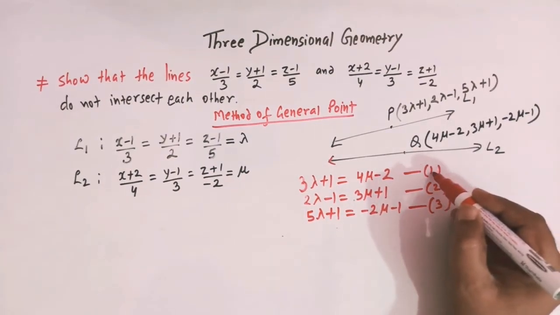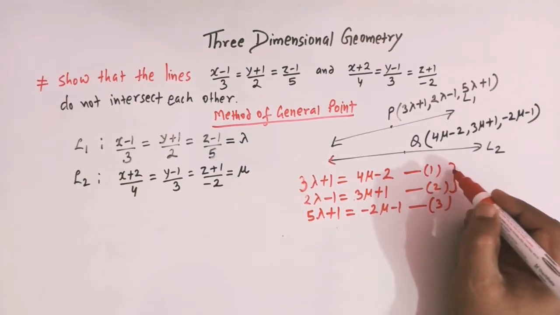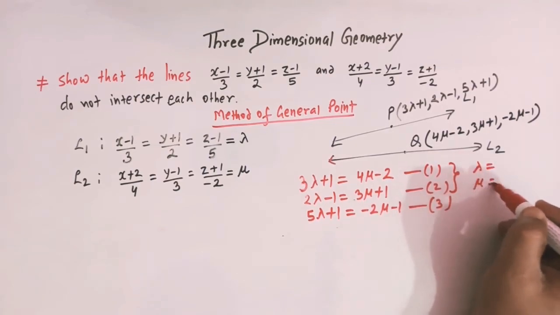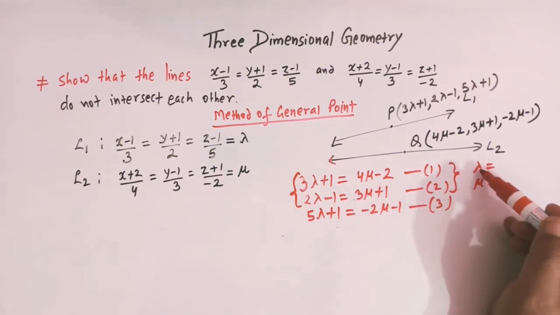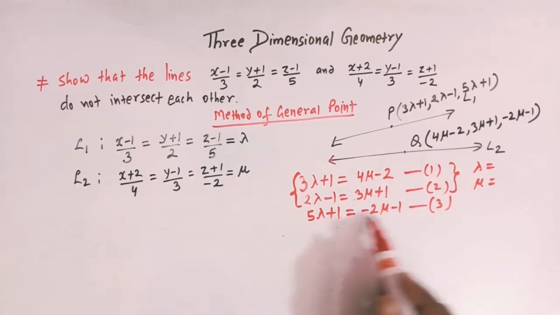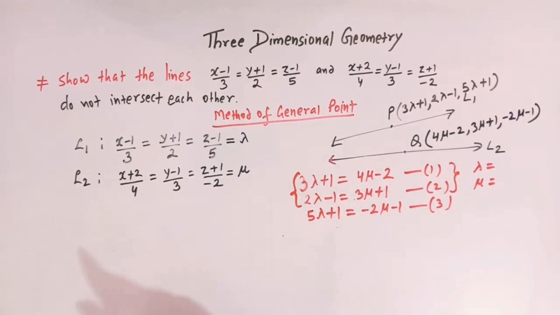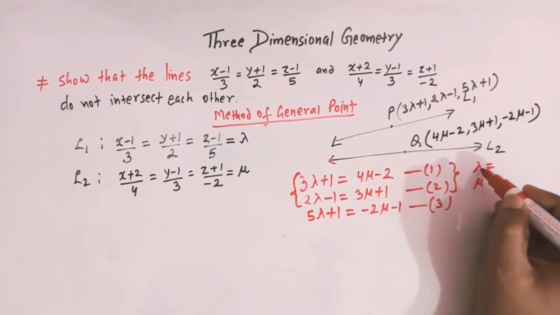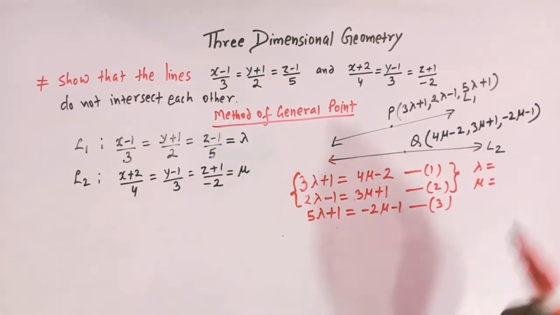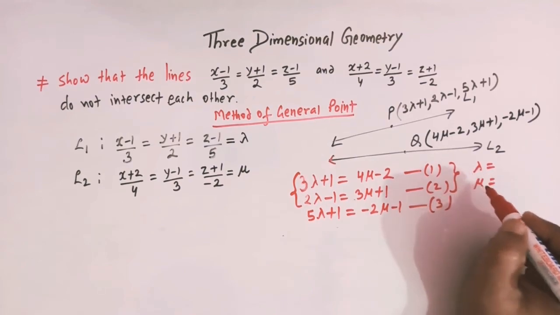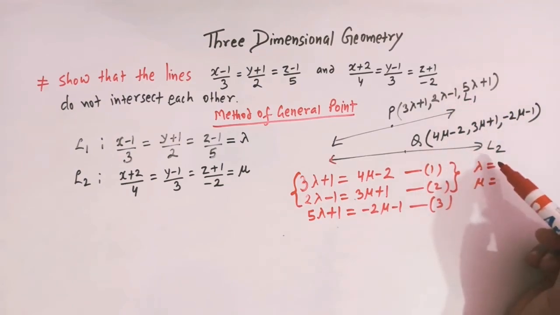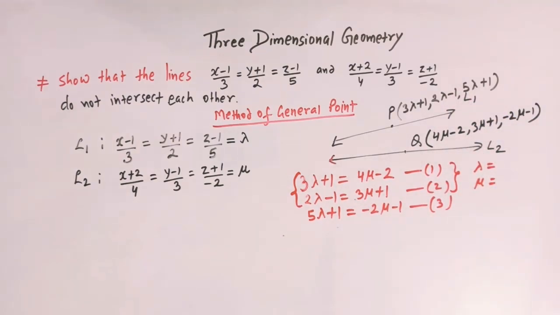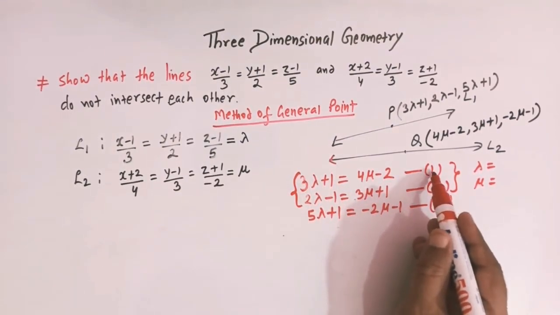So if we take equation number 1 and equation number 2, we'll find out the values of λ and μ from these two equations, and then we'll substitute these values of λ and μ in the third equation. Now if the third equation gets satisfied by these two values, then it implies that these two lines intersect each other, right? But if the values of λ and μ do not satisfy this equation, it means L1 and L2 do not intersect each other. So let us solve equation number 1 and 2.